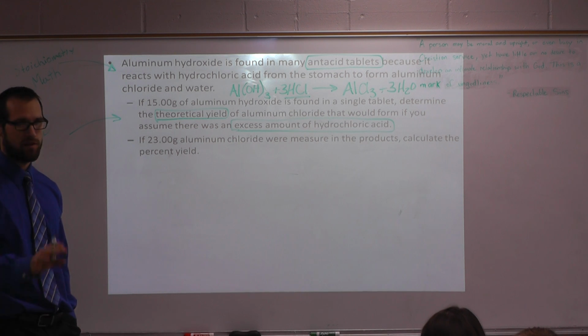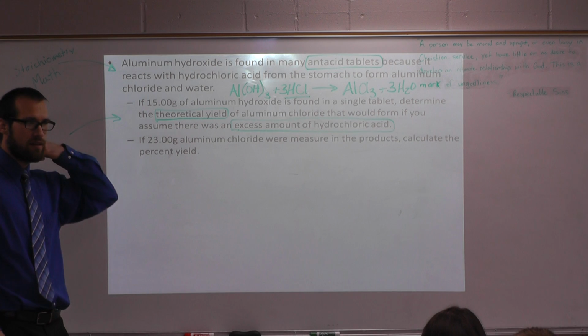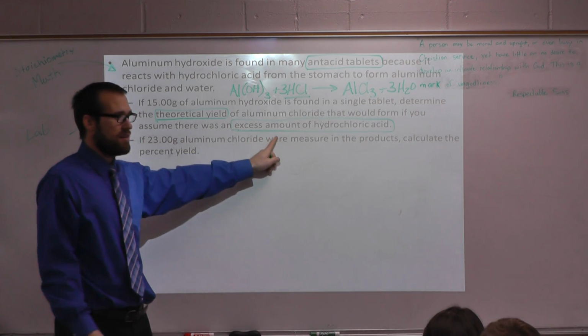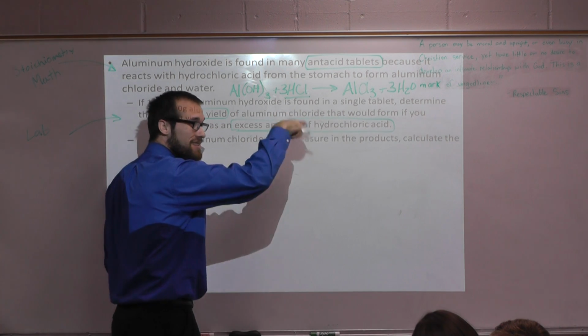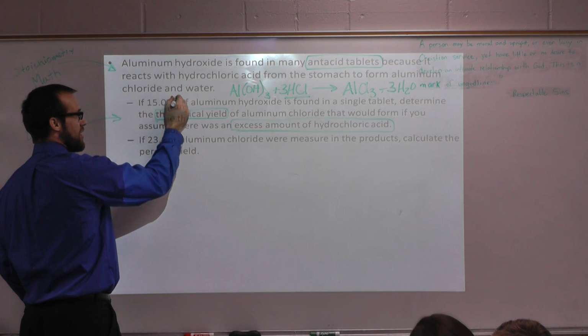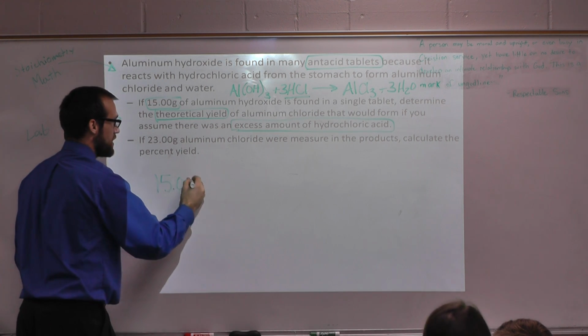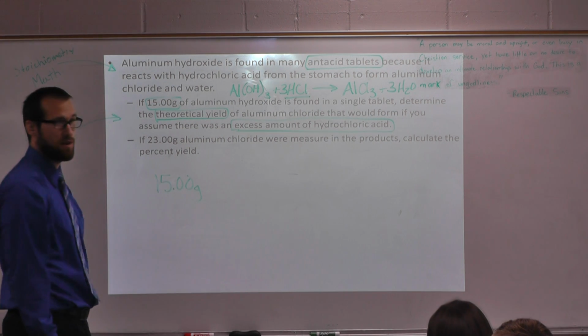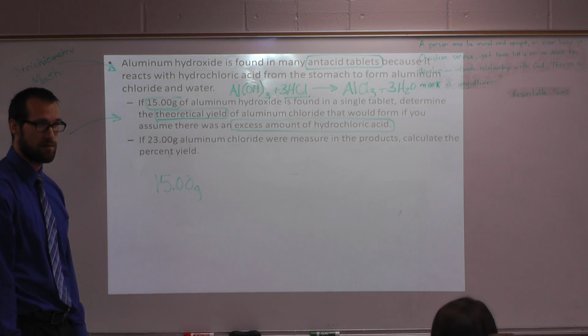Leftover acid. Yes, it's going to be leftover, but why did they give us that? Why did they say that? Oh, we have plenty of this in our stomachs. So this is our limiting reactant? No, the aluminum hydroxide is our limiting reactant. So thankfully we don't have to figure out what the limiting reactant is. We already know it. That's what the excess tells you.